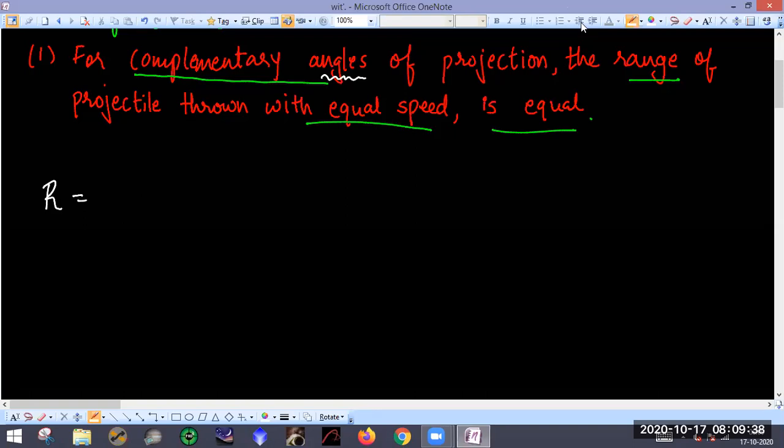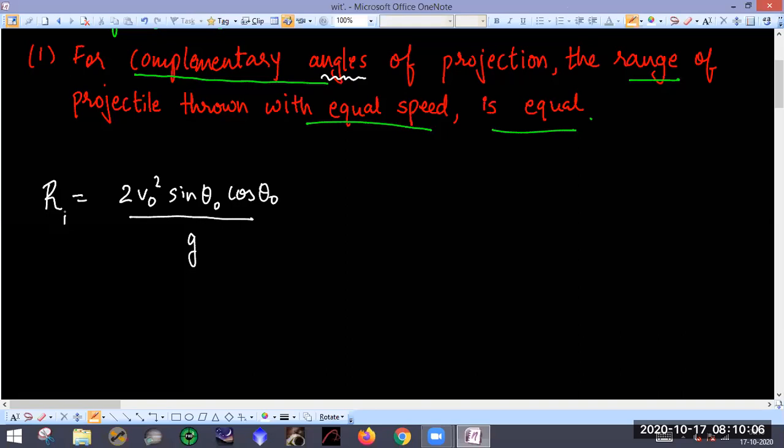v0x and v0y won't work, because there is no angle in that. The rest is right, but it won't help here. That's it. Okay. So if I would be at your place, I would go with 2v0 square sine theta 0 cos theta 0 by g. Okay. So this is the range for the first one, right?